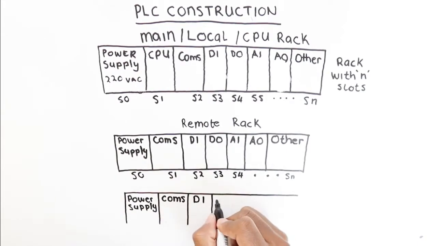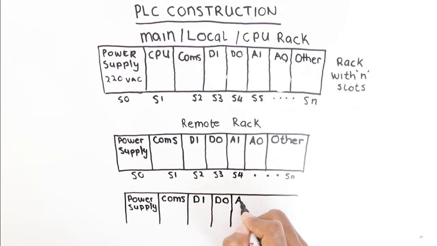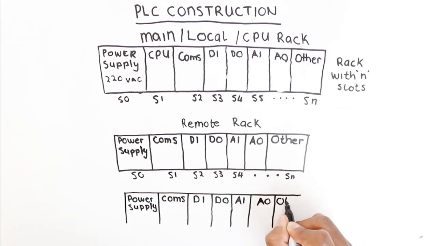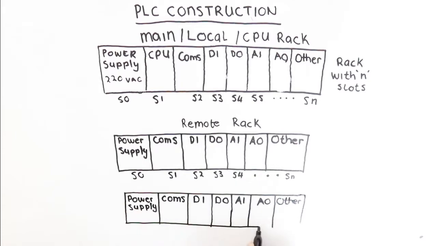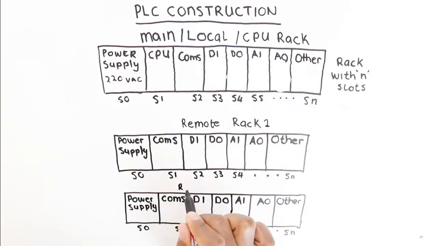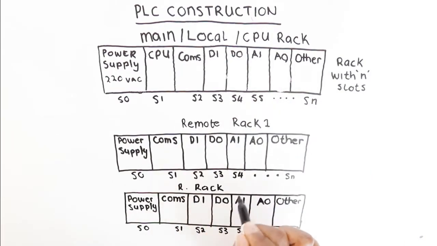Also, if you have I/O that is located very far away from your main rack, you'll want to have a remote rack in that area that collects information from the I/O in that area, and then the PLC remote rack will transfer those signals to the CPU.